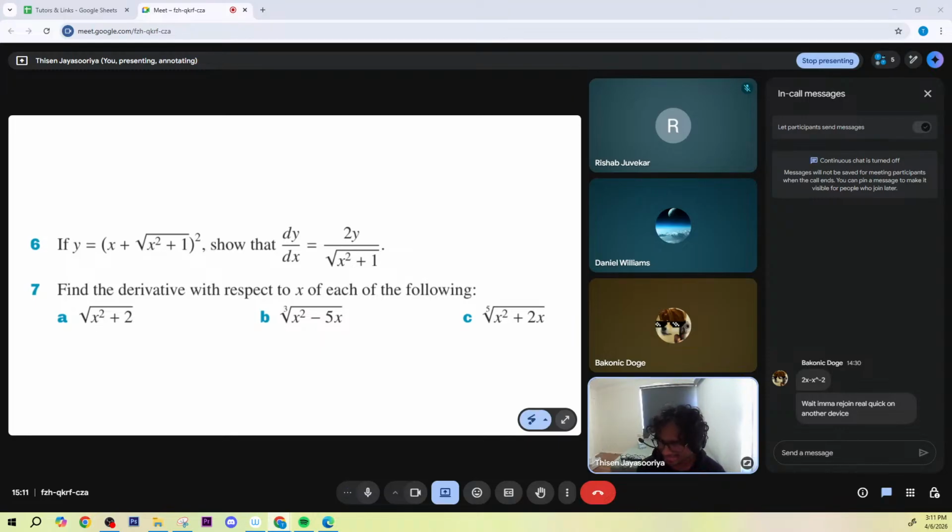So, with these ones here, it says if y equals x plus the square root of x squared plus 1, all squared, show that dy on dx equals 2y over the square root of x squared plus 1. So Joe, can you tell me how I can find the derivative of this function?